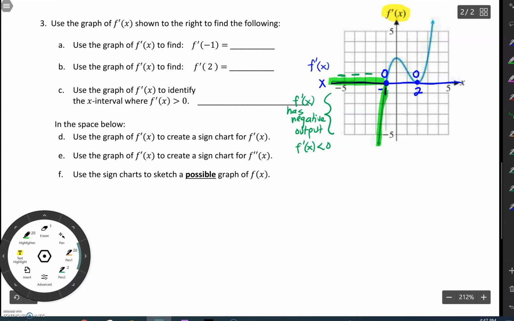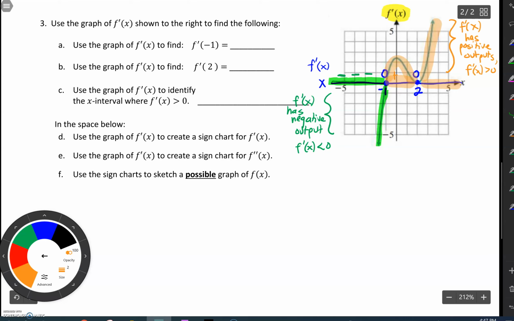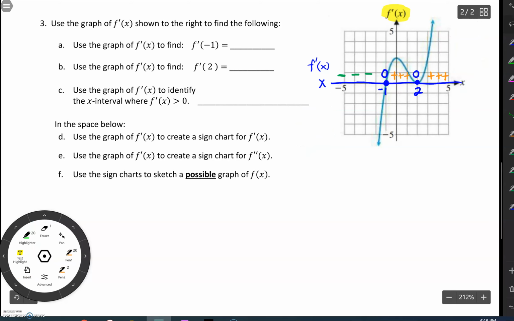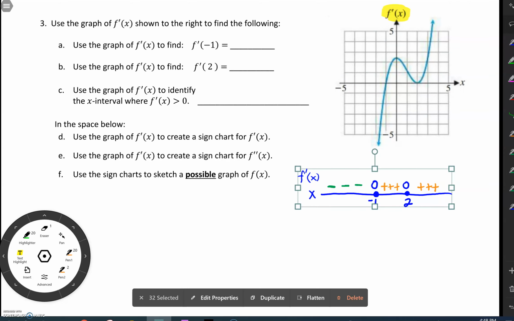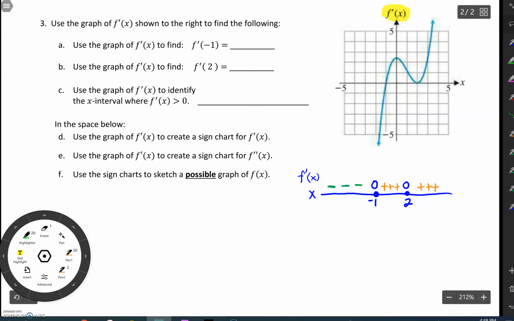And then the other two regions from -1 to 2 and then from 2 to infinity correspond to the graph being above the x-axis. So I'll indicate that with plus signs in those two regions of my sign chart. Okay, so I'm going to lasso this and just move it down, and there is my first derivative sign chart. Okay, now let's do the second derivative sign chart.